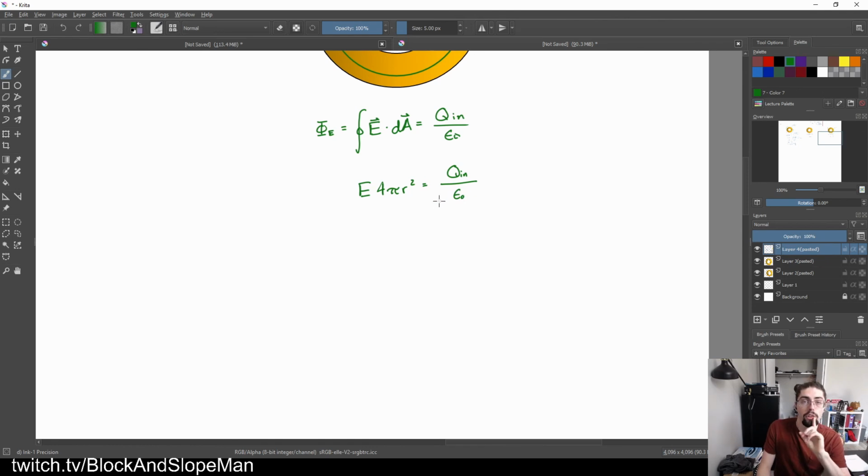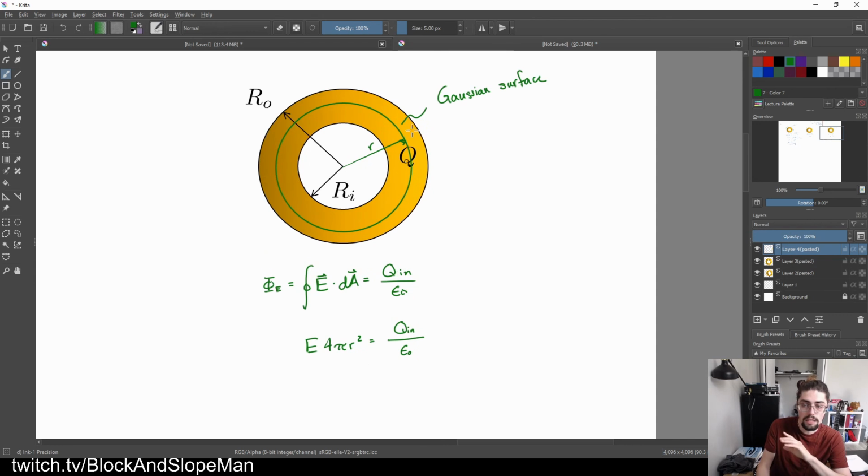Here is where it starts to get a little bit different. Because what's my q inside now? It's definitely not the whole q. I still have all of this stuff on the outside. So I can't just plug in q inside is equal to q now, right? And in fact, I'm going to write that out specifically. Not true in this case.